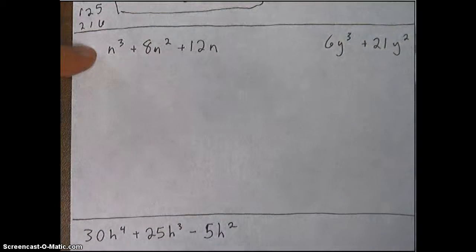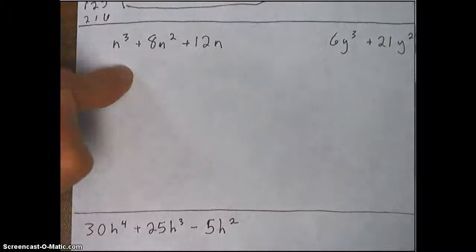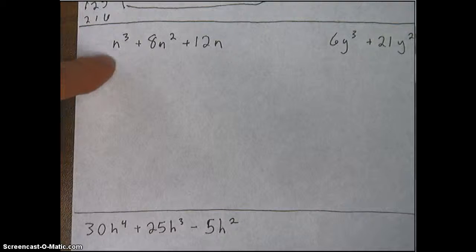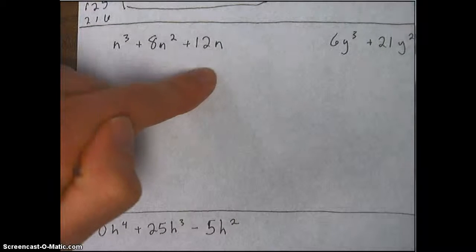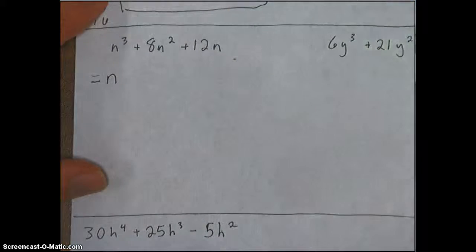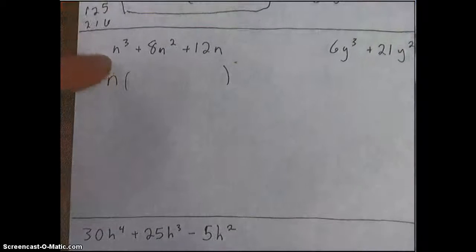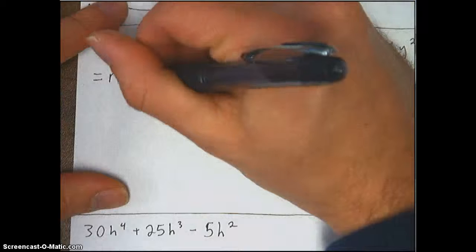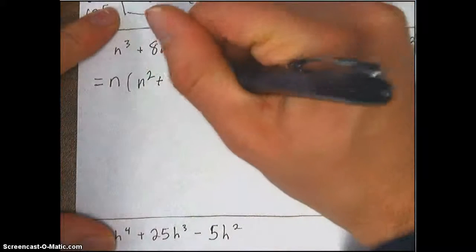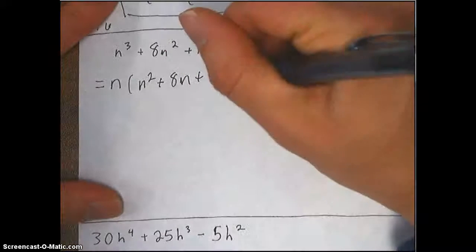So I'm looking at this n cubed plus 8n squared plus 12n, and I am supposed to factor this expression. Well, the first thing I always do is look for the greatest common factor. What do n cubed, 8n squared, and 12n have in common? Well, they all share an n. So I'm going to go ahead and factor out that n to start with. And in parentheses, I'm going to write what's left. I took an n out of n cubed, so that's n squared. I took an n out of 8n squared, so that's just 8n. And then 12n divided by n is just plus 12.